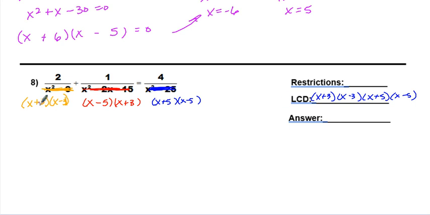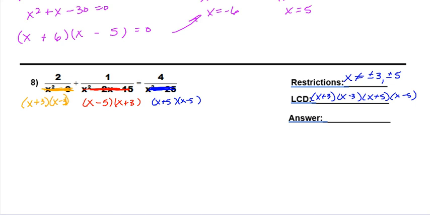Restrictions. If any of these factors was set equal to 0, I would cause division by 0. So x may not be any of the 3's, right? Can't be negative 3 here, can't be positive 3 here, it can't be positive 5 here, it can't be negative 5 here. So x cannot be positive or negative 3, positive or negative 5. So if any of those are my answer, positive or negative 3, positive or negative 5, I need to take those off the list of my answers.